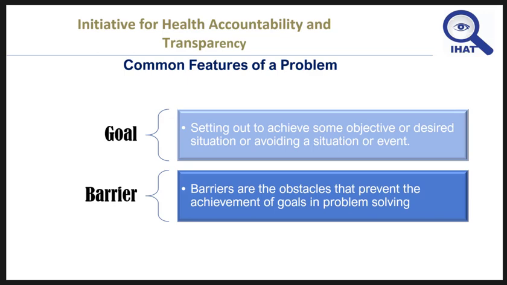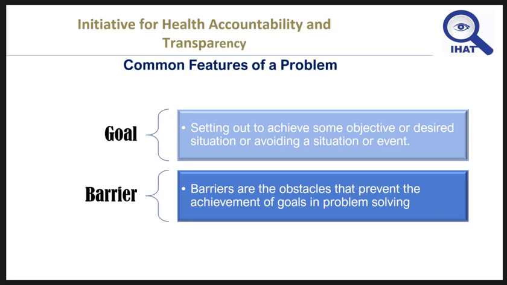As we said earlier, barriers are the obstacles that prevent the achievement of goals in problem solving. If there were no barriers in the way of achieving a goal, then there would be no problem. Examples of barriers include failure to recognize a problem. If you don't know that there's a problem, then there's a barrier in problem solving. Also, conceiving the problem too narrowly. You feel the problem is a minor one that doesn't need to be addressed. That is also a barrier.